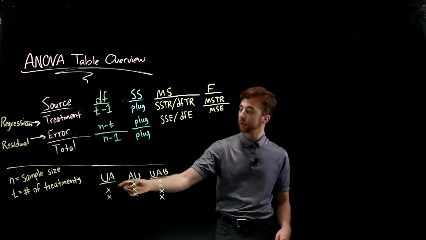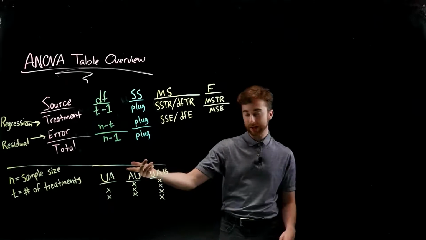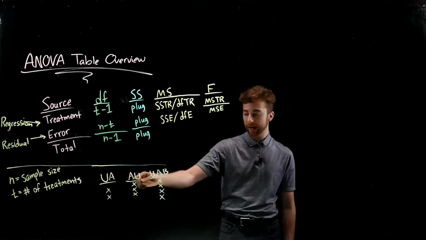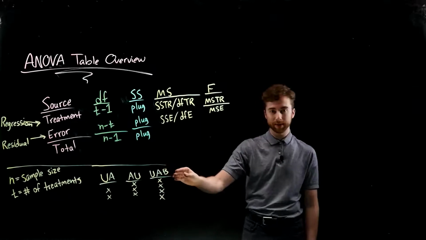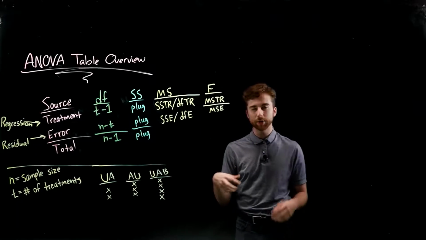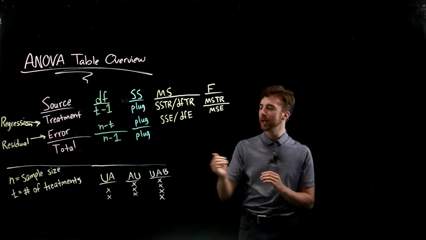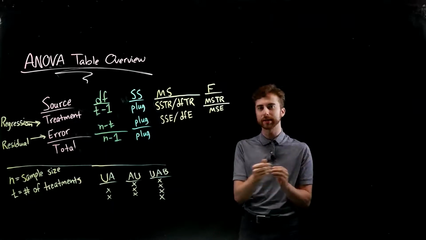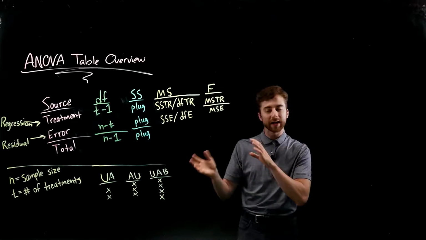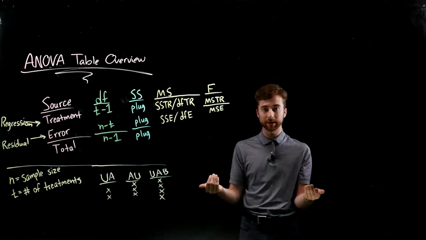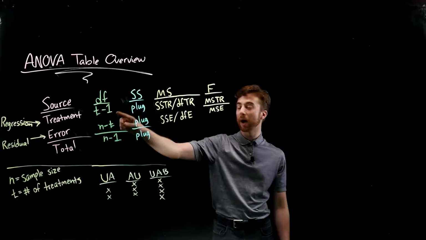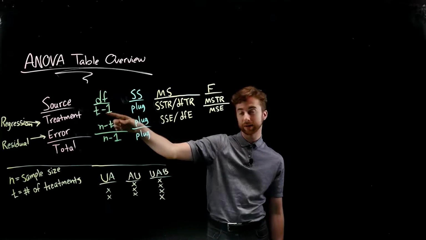It looks like we had 2 students that we sampled for UA, 3 for AU, and 4 for UAB. Your number of treatments, you can basically think of as the number of columns and what we're really testing against. Here we're testing between colleges. We're trying to see if it matters which college you attended as far as your starting salary goes. And so t minus 1 will give you your degrees of freedom treatment.